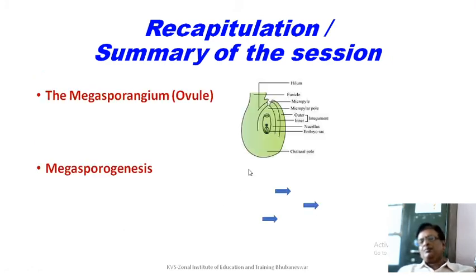The megasporangium, the ovule, you can recall that it has a funicle, it has a hilum, the covers, integuments, an opening, the micropyle, the opposite pole, the chalaza end, and inside you will find the embryo sac. The surrounding parenchymatous tissues are called the nucellus.